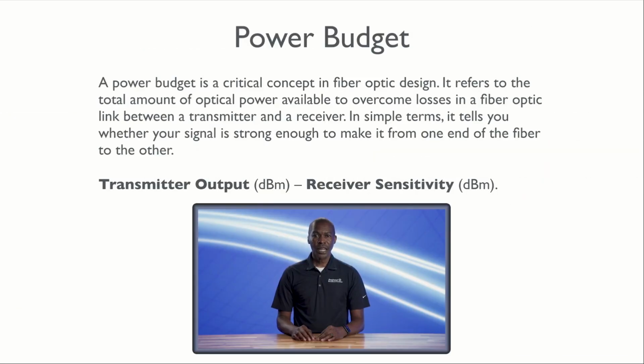A power budget is a critical concept in fiber optic design. It refers to the total amount of optical power available to overcome losses in a fiber optic link between a transmitter and a receiver. In simple terms, it tells you whether your signal is strong enough to make it from one end of the fiber to the other.